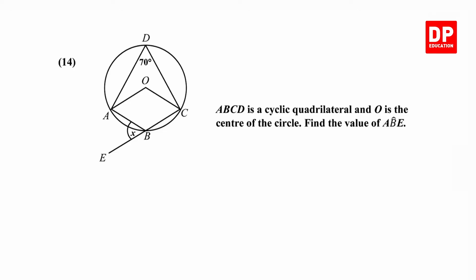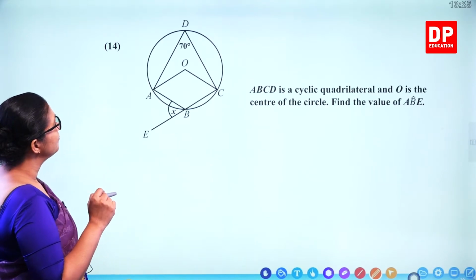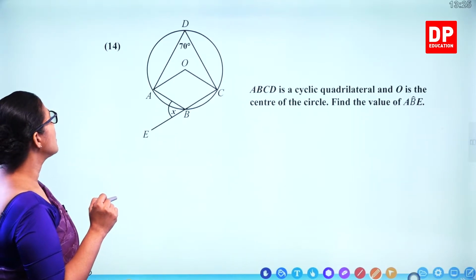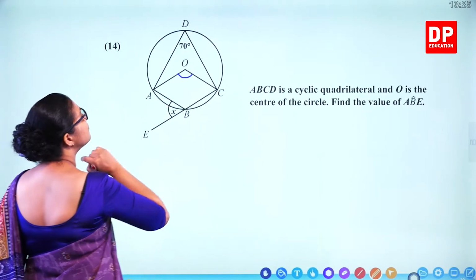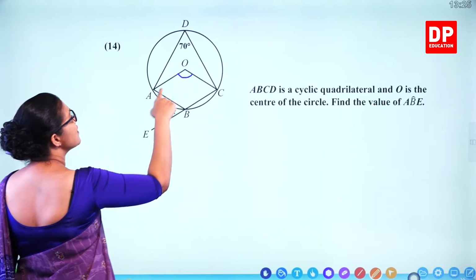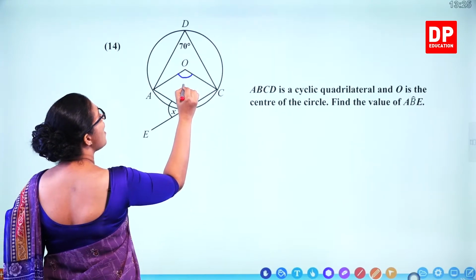Question number 14. ABCD is a cyclic quadrilateral. O is the center of the circle. Find the value of ABE. That means x. So what can you say about this one? This angle is double of this. This is the angle subtended at the center. 70 times 2, 140.